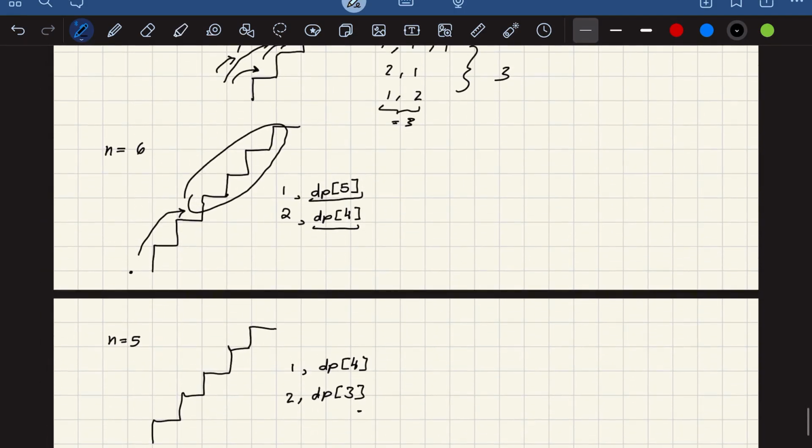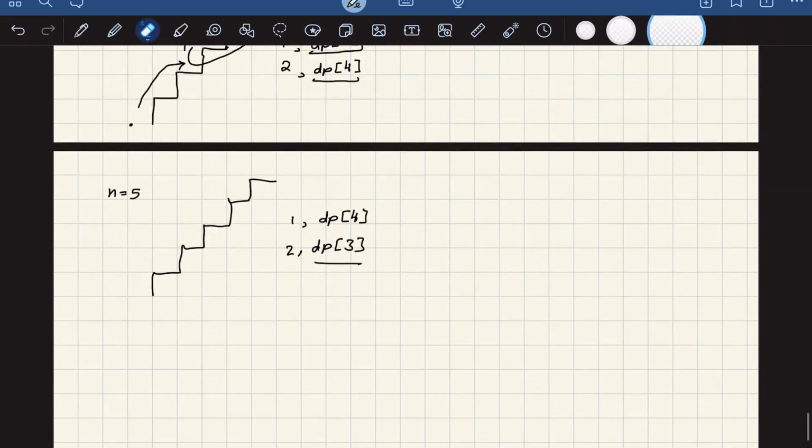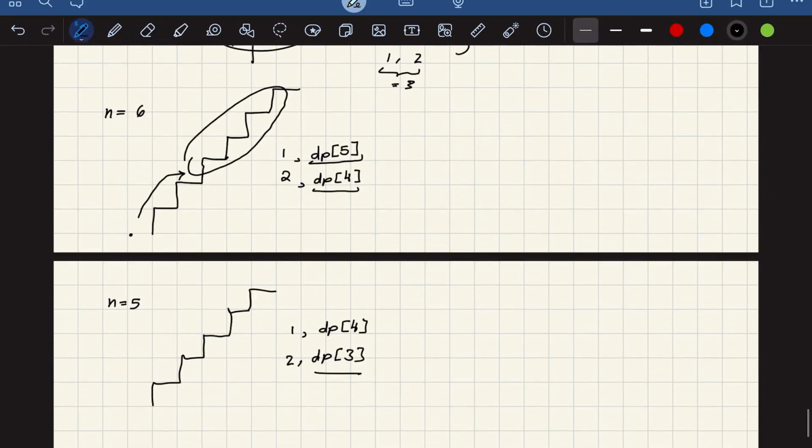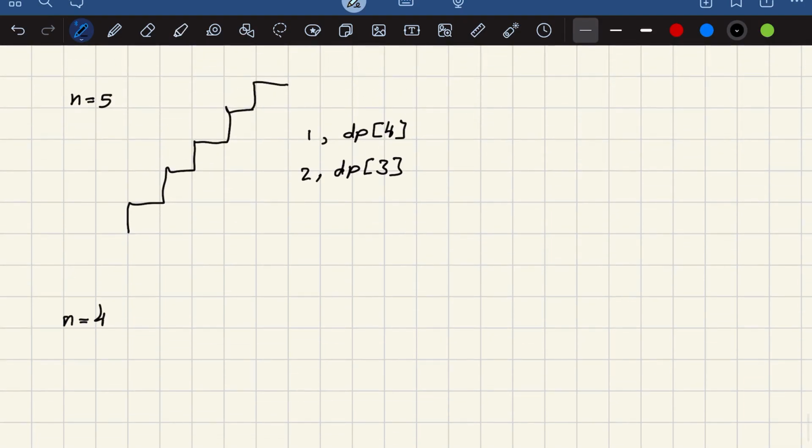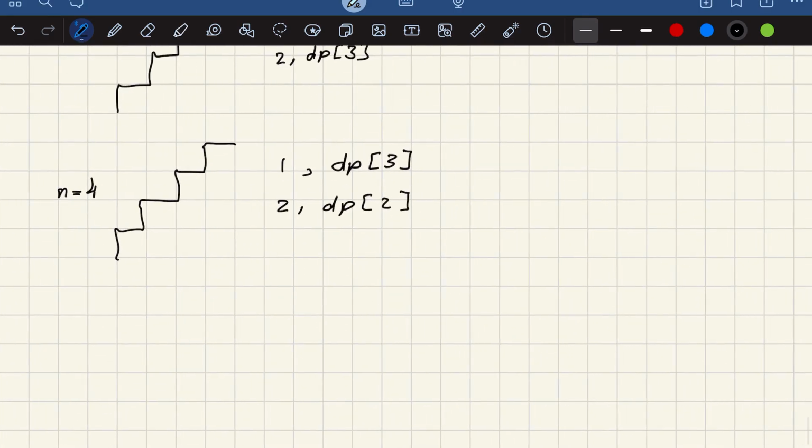We have solved a DP of 3 before over here, but we don't know what a DP of 4 looks like. So let's do that case right now. DP of 4, which is 4 steps, 1, 2, 3, 4, and we can either have 1 and DP of 3, or 2 and a DP of 2. Now let's just keep going down all the way. So n equals 3. That ends up being 1, 2, 3, which is a 1 and a DP of 2, or a 2 and a DP of 1.